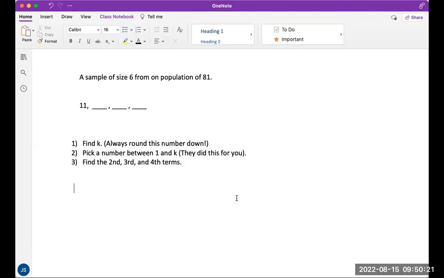Hi class, this video is to help you find the sample using systematic sampling. So here's a problem. A sample of size 6 is taken from a population of just 81 people.